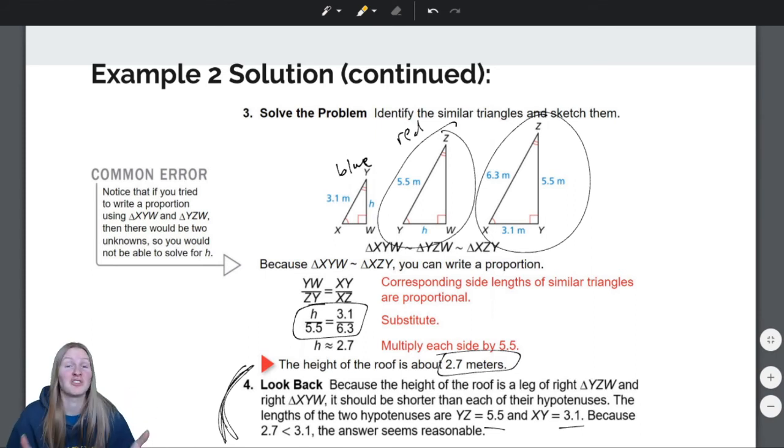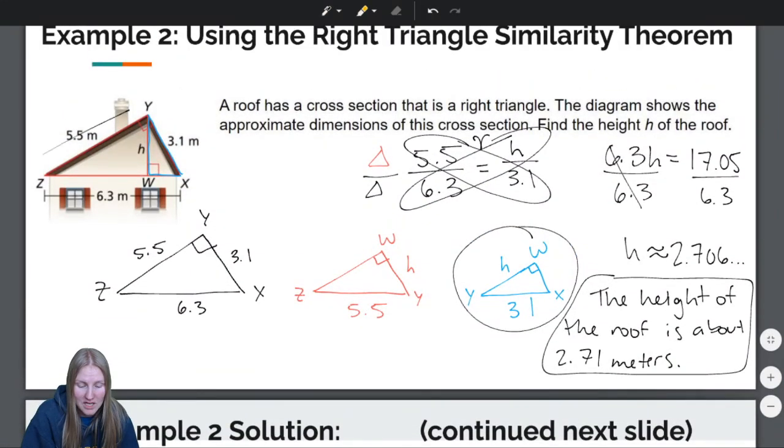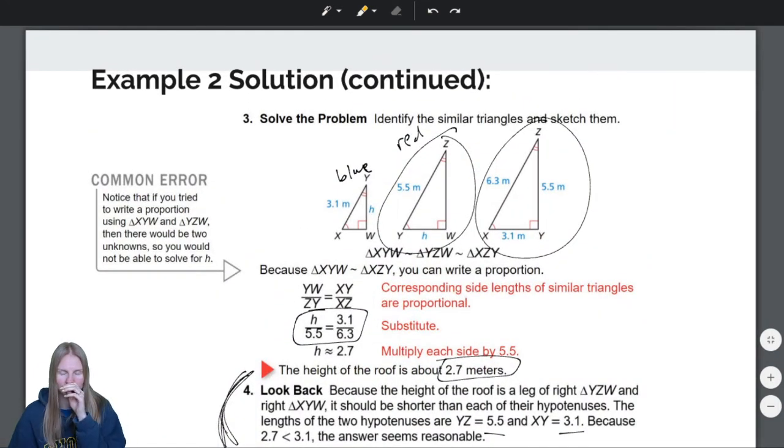If we had gotten 15 for our answer, we did something wrong. Because there's no way that the height, like if this part is 5, there's no way that this should be 15. So, it's always nice to know that we got a reasonable answer. It can give you a sense of calm about your answer.